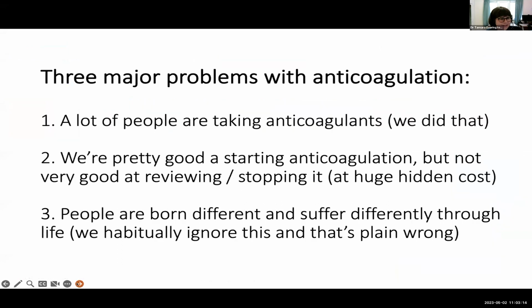So next slide, please, Joe. Thank you. So these are the three main areas that I want to focus on.